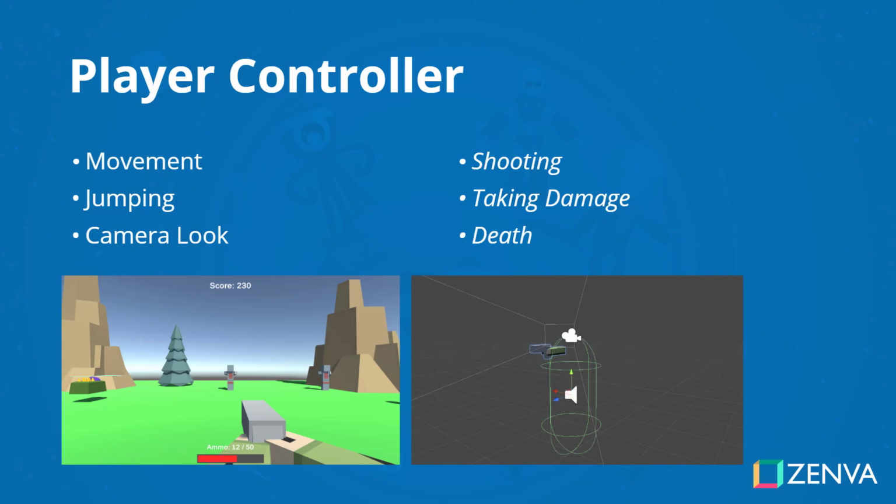On the left is what will be seen through our camera view in the final version of the game, and on the right is what it will look like in the scene view. We have our capsule collider to allow us to detect collisions, we have our camera looking at where we are looking, and as well as that we have our gun model which we'll be shooting bullets from. Alright, so with that all said, let's hop inside of Unity and begin to create our player controller.